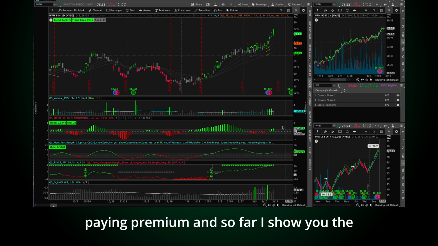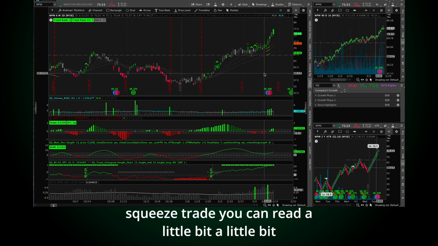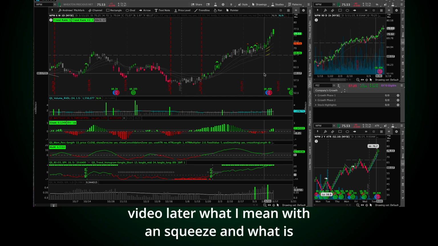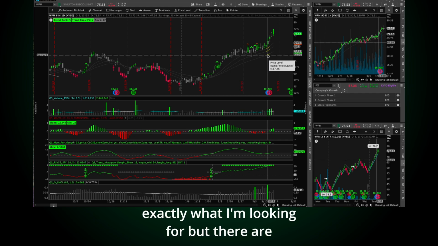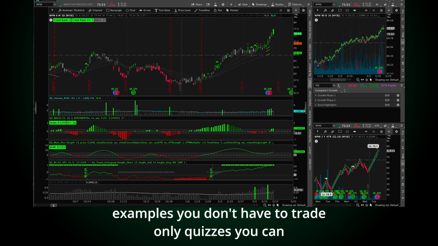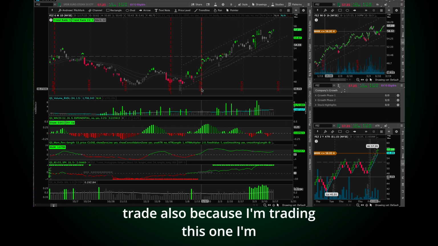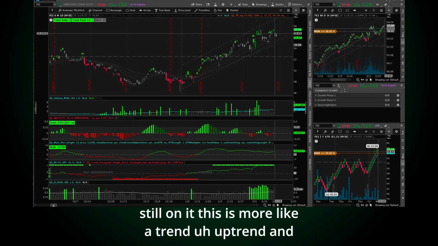And so far, I show you the squeeze trade. You can read a little bit about the squeeze, or I can show you another video later what I mean with a squeeze and what is exactly what I'm looking for. But there are examples. You don't have to trade only squeezes. You can trade also, because I'm trading this one, I'm still on it.